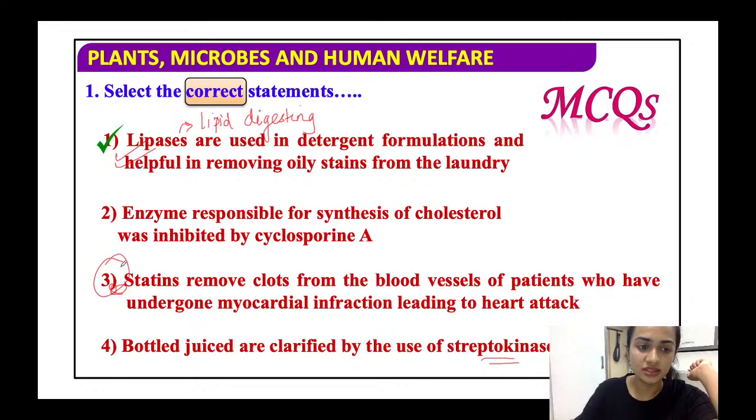But I think the third statement is also right. Okay, okay. Yes, I guess the third statement is also right. Statins are also used as clot busters. Fine.